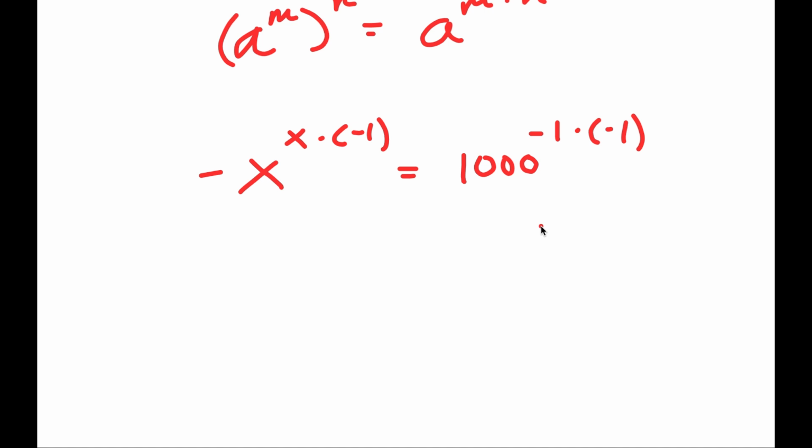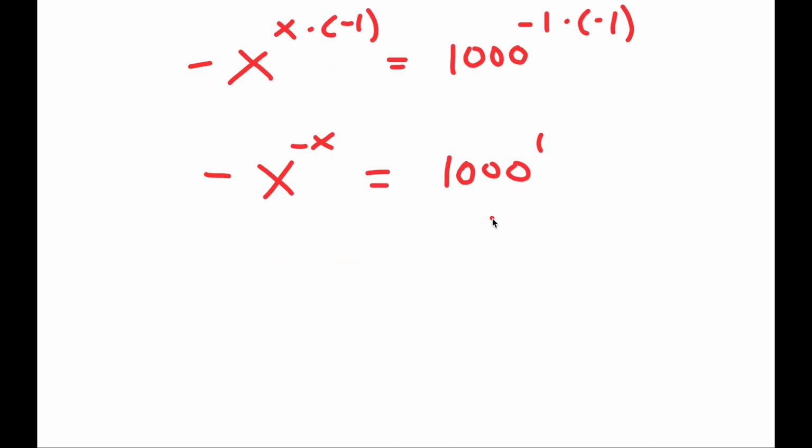And now x times negative 1 is simply negative x. So I have negative x to the power of negative x is equal to, negative 1 times negative 1 is positive 1, so 1000 to the power of positive 1. And obviously, any number to the power of 1 is just itself. So I can rewrite this as negative x to the power of negative x is equal to 1000.